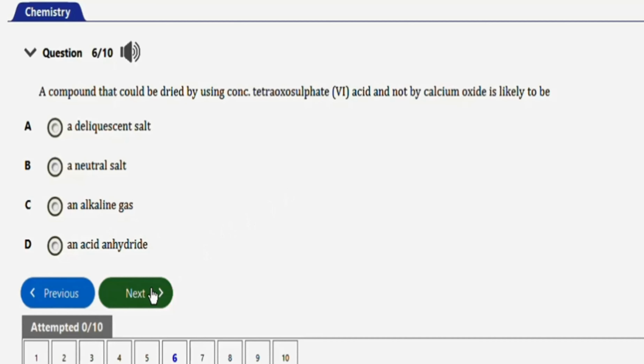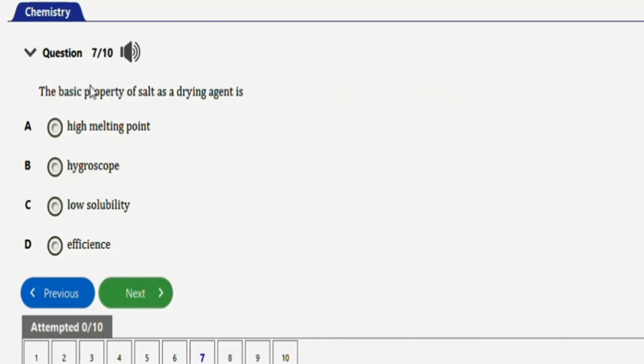Next question. They say the basic property of a salt as a drying agent is hygroscopic. So hygroscopy, option B, is the right option. Hygroscopic substances absorb water from the atmosphere without forming a solution or dissolving in it.